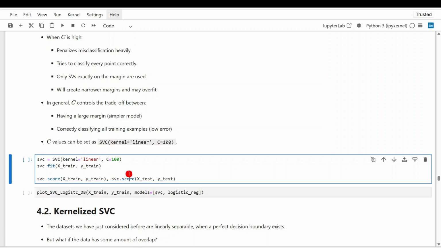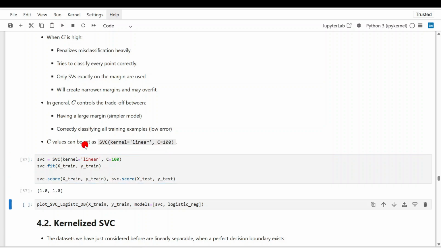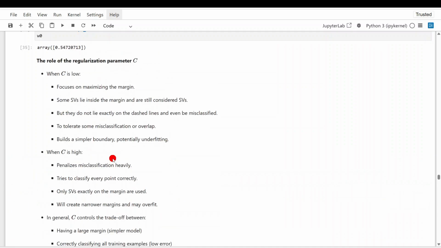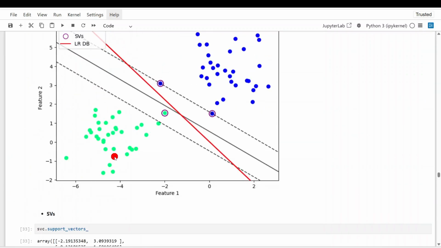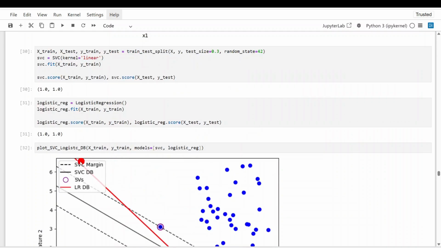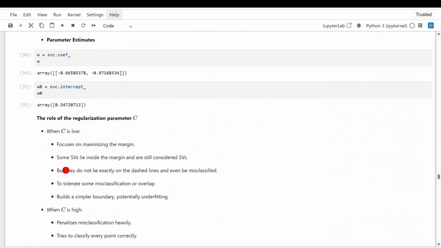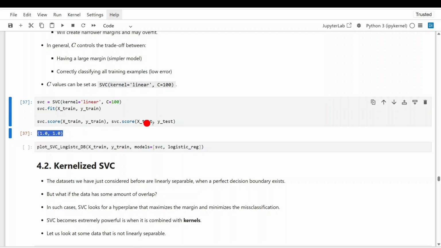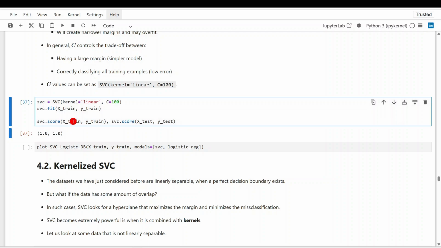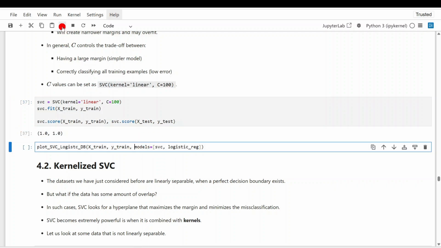And let's see the accuracy of the model. When C is 1, the model accuracy for the training and testing sets was 100% for both. Again, when we change the regularization parameter to 100, the model accuracy is again 100% for both the training and testing sets. Let's see the plots and observe the difference.